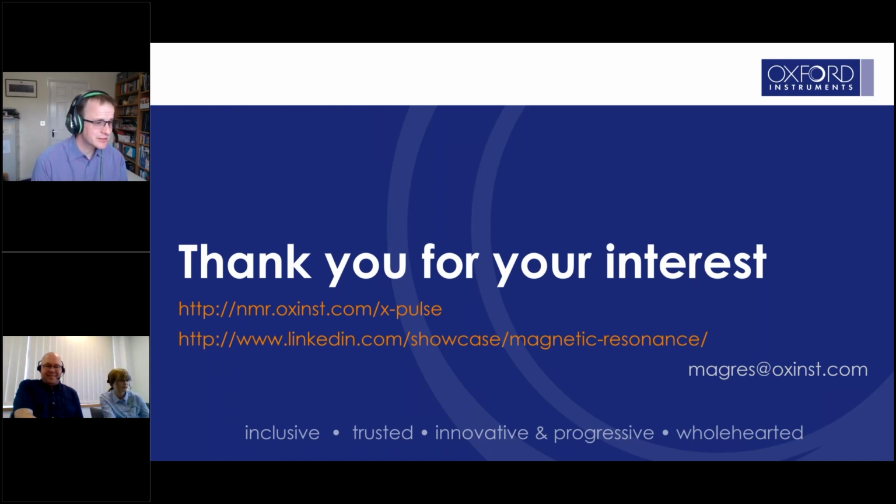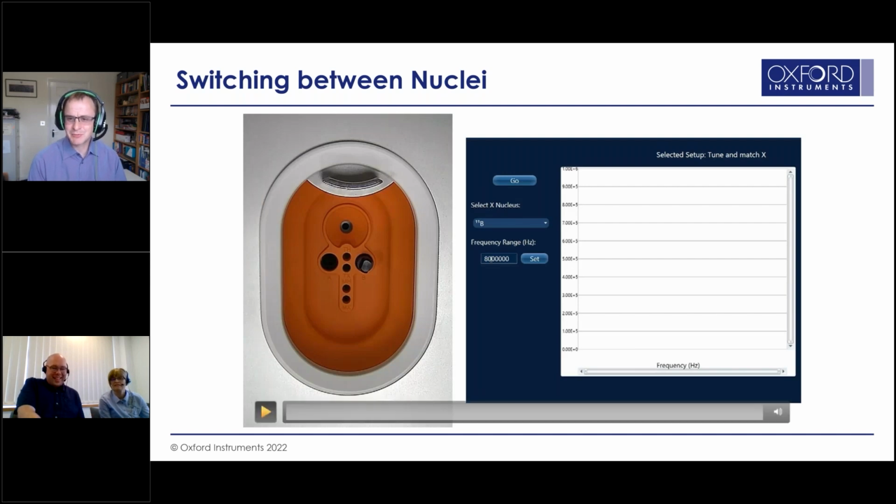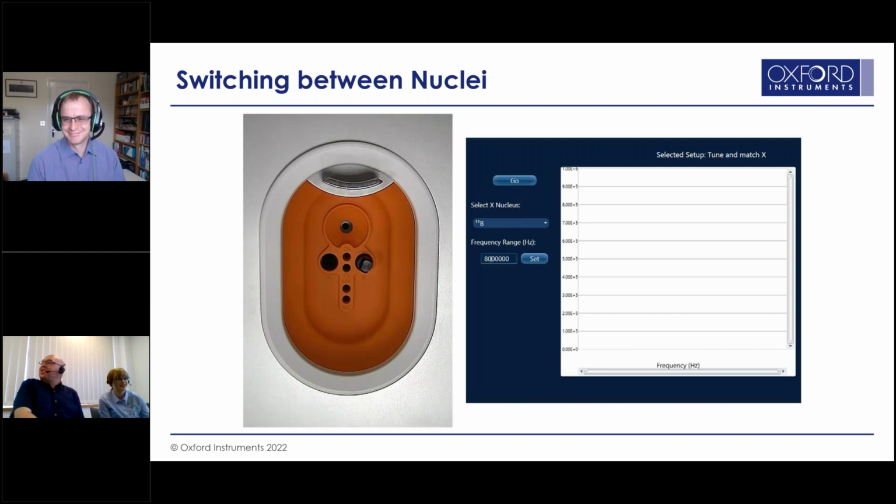We've got several questions coming in. I'm going to start with a fairly general one, which is, at the start of the talk, you said all of the spectra are taken on a single instrument. Can you give us an idea of how easy it is to switch nuclei on the X-Pulse? I've vague memories of talking to NMR technicians from university saying they have to get spanners out and work at the bottom of the machine, but I'm guessing it's a bit easier than that now. It is somewhat easier to do now on the X-Pulse.